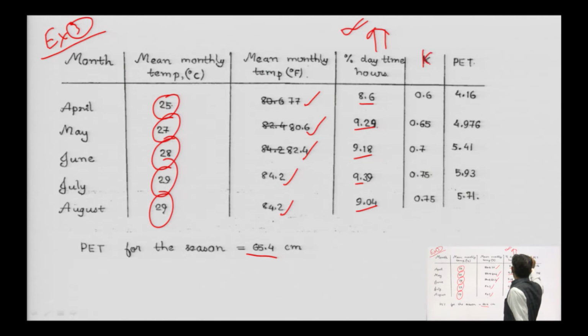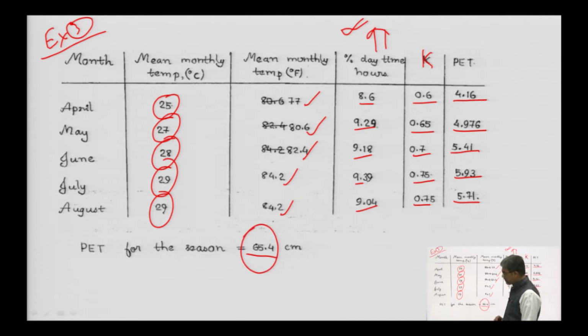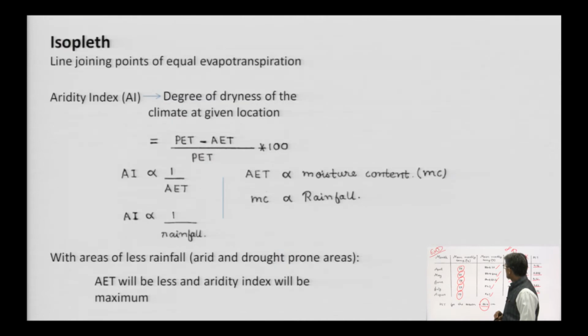And K, we need to know the value of K. For the month of April it is 0.65. For June, July, August it is increasing. So the value of PET can be calculated using the equations given in the previous slide. So the total PET will be 65.4.